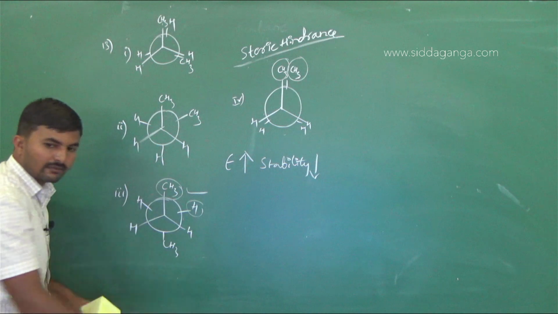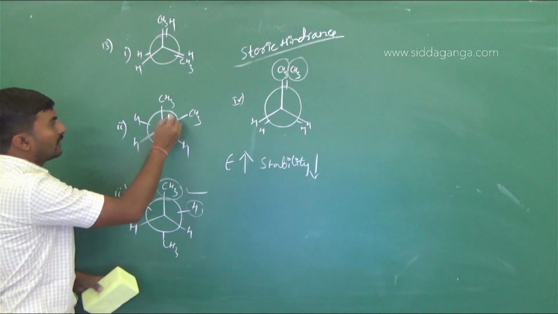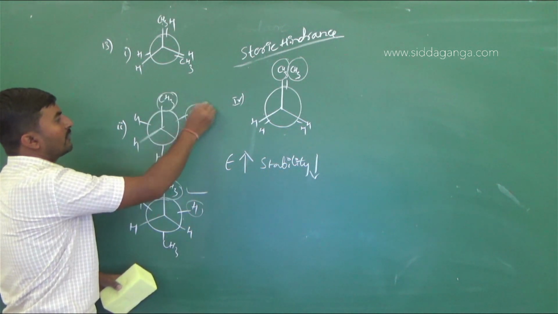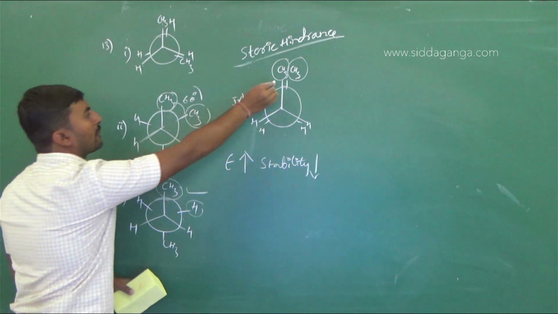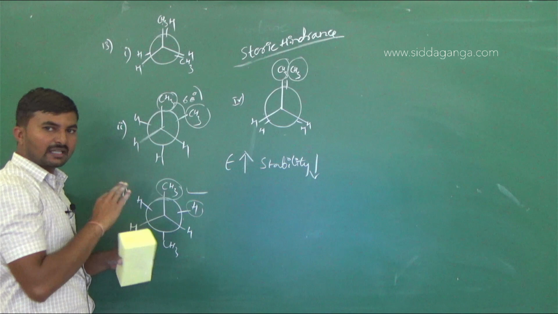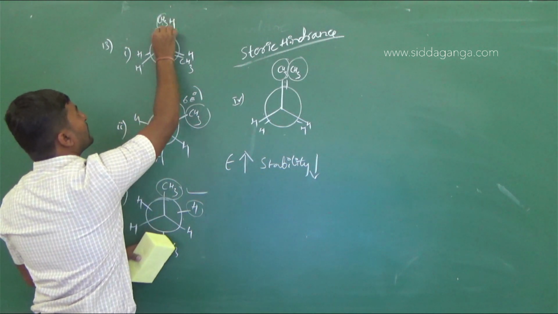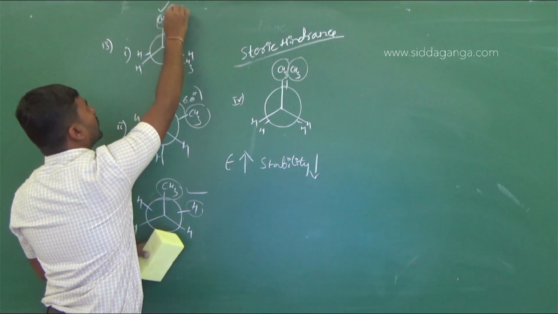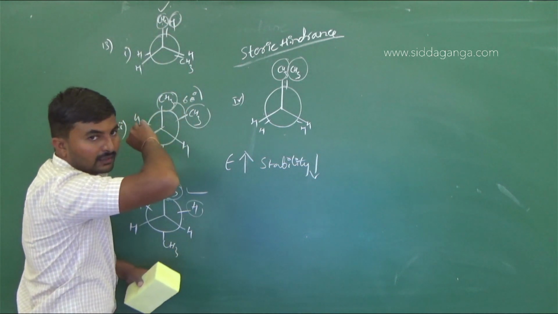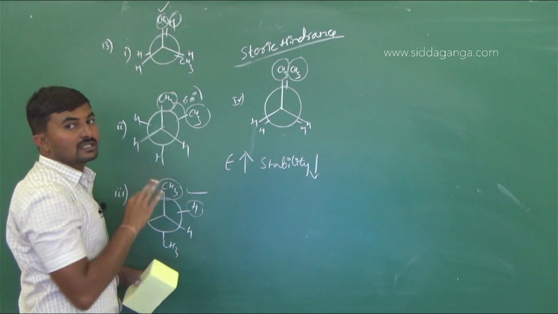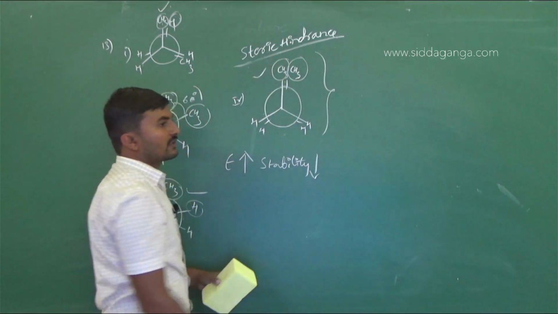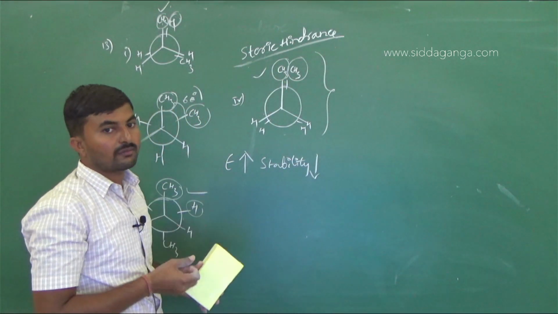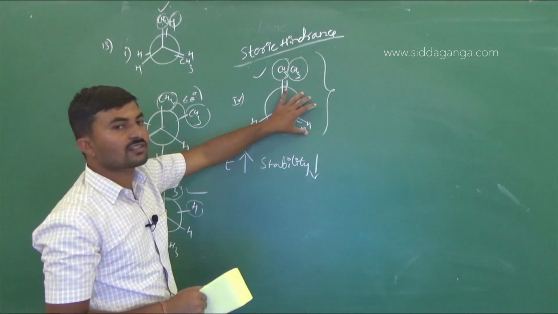There were no repulsive interactions. Followed by CH3, CH3, in between them there will be a 60-degree angle, and when we compare these two, the repulsive interactions are very less. And here also CH3 and H, one is a bulkier group but the other one is smaller. That is why there will be lesser repulsive interactions. And among all the four, this particular structure has maximum repulsive interactions and least stability.